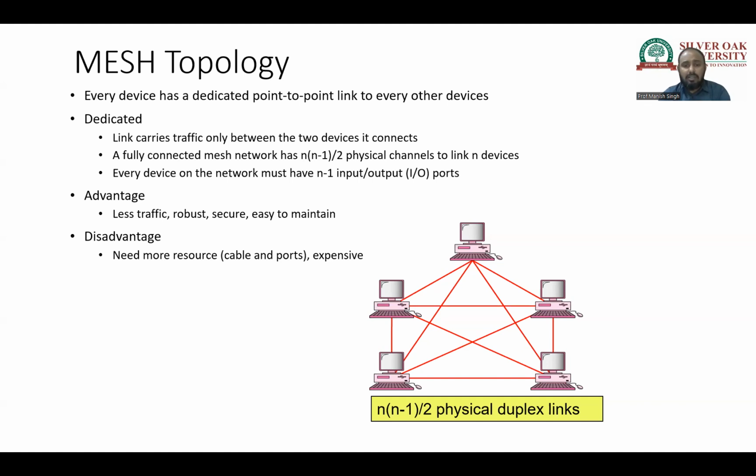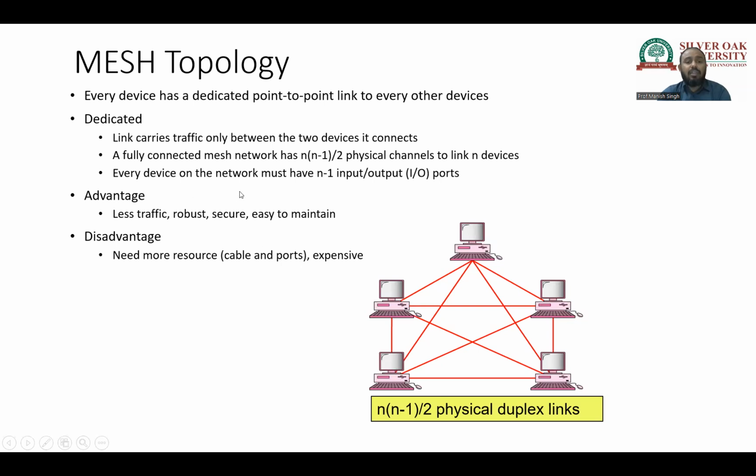Suppose this is a network of 5 PCs. N represents the number of devices. In this network, there are 5 PCs. So in this formula, 5 into 5 minus 1 means 5 into 4, which is 20, divided by 2, which means we are using 10 links in this network. We can count 1, 2, 3, 4, 5, 6, 7, 8, 9, 10. With the help of this formula you can get the number of links used in this network.